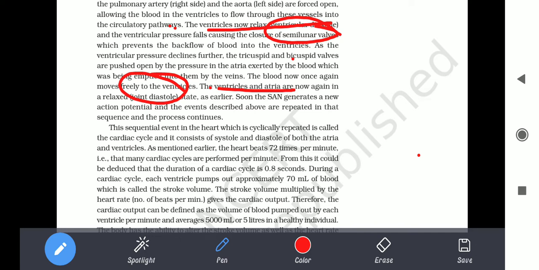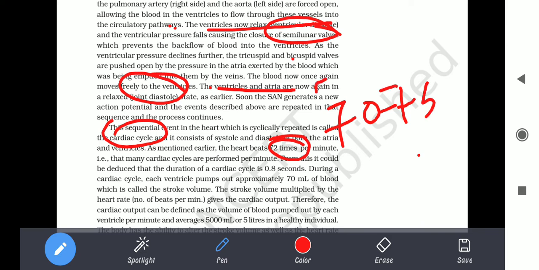Soon the SN generates a new action potential, and the events described are repeated again and again, and the process will continue. This sequential series of events in which the heart is cyclically repeated again and again is called our cardiac cycle. It consists of systole and diastole of both the atria and ventricles. Our heart beats about 72 times per minute, on average 70 to 75 times per minute.